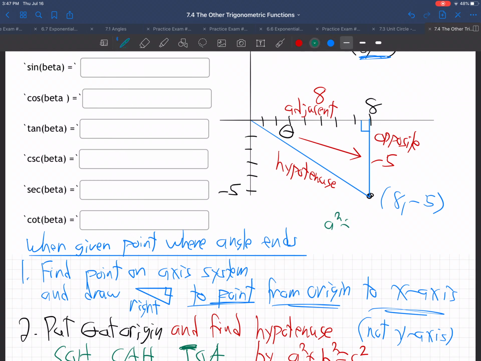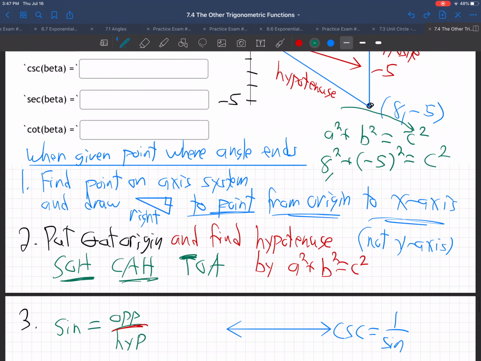There we go. A squared plus b squared is c squared. So that's going to be 8 and negative 5. That's my a squared and my b squared. 8 squared plus negative 5 squared is c squared. C is always the hypotenuse. That's the longest one, right? It's the longest side. So the other two add up to equal it squared.